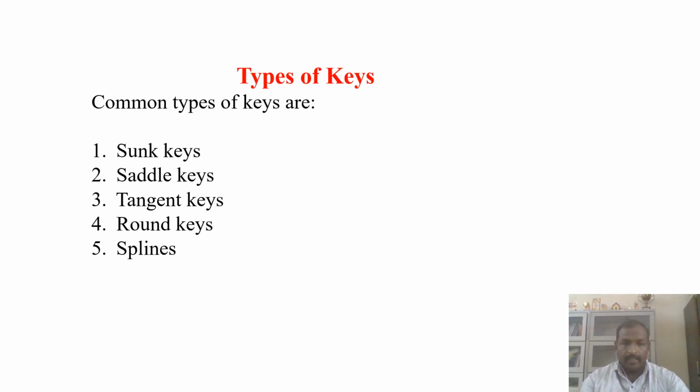There are five types of key: sunk key, saddle key, tangent key, round key, and splines. You can see them one by one. First, we see about the sunk keys.